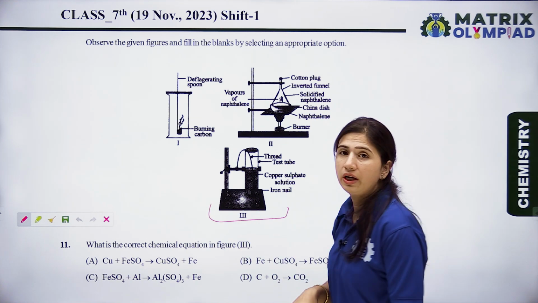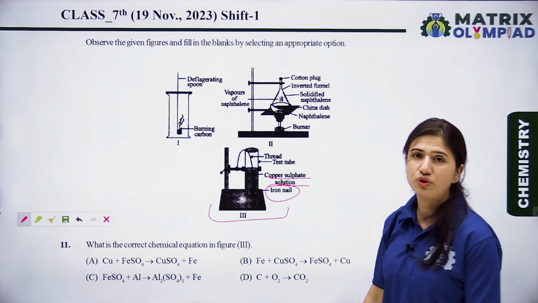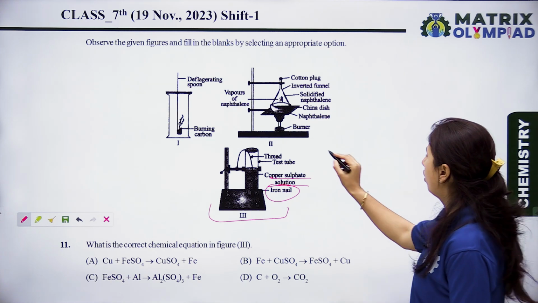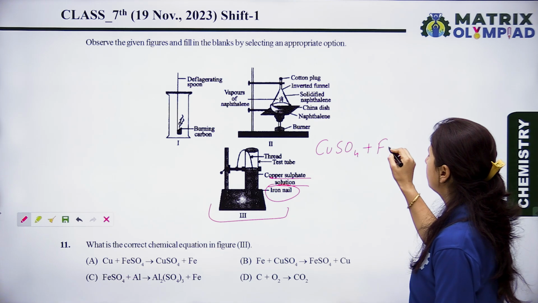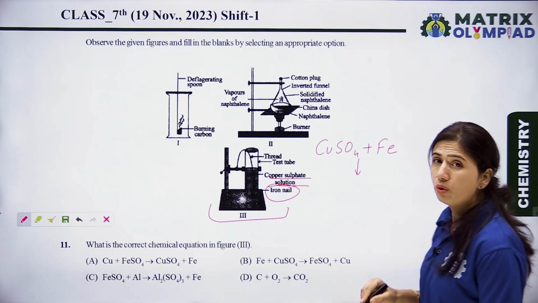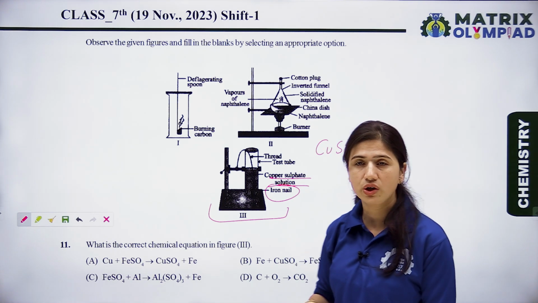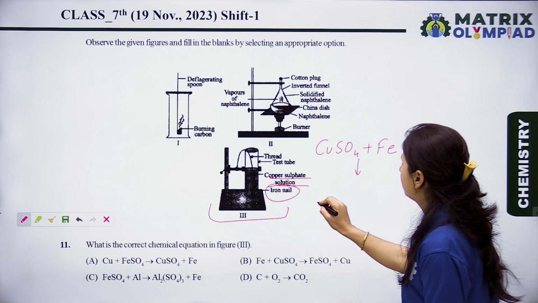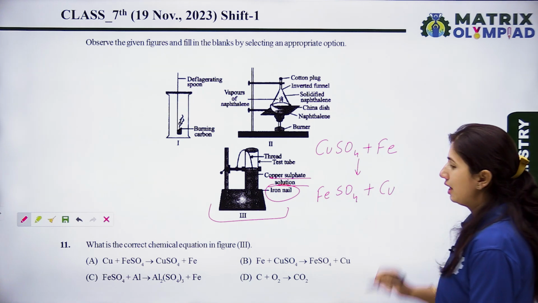In the third figure, the iron nail is put in the copper sulfate solution. We know that the formula of copper sulfate is CuSO4. When we put the iron nail in the copper sulfate solution, then iron is more reactive than copper, so it can easily replace the copper from the copper sulfate solution. So the reaction is FeSO4 plus Cu. Let's see the options.